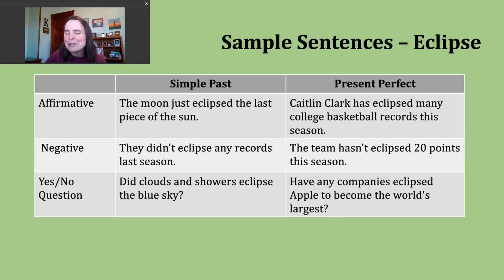Finally, let's look at making a yes or no question in the present perfect. To do this, start with have or has, then you're going to have your subject, and then the participle form of the verb. Let's take a look at my last example. Have any companies eclipsed Apple to become the world's largest? Okay. This might go back to that fourth definition of the verb where we were talking about reaching greater or diminishing someone's prominence or their power, or in this case, their size.